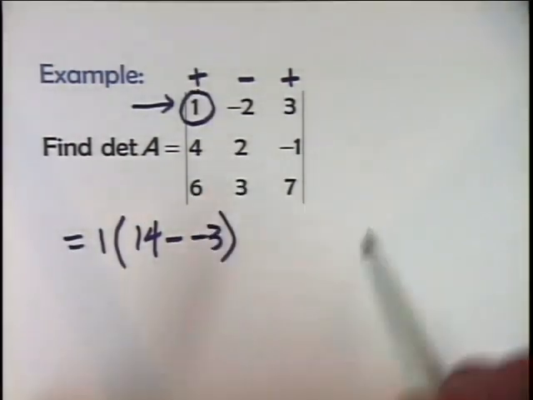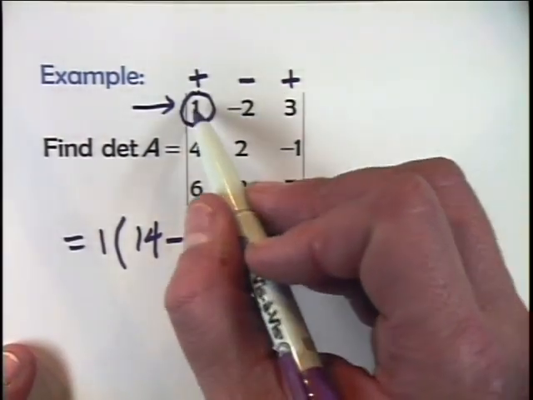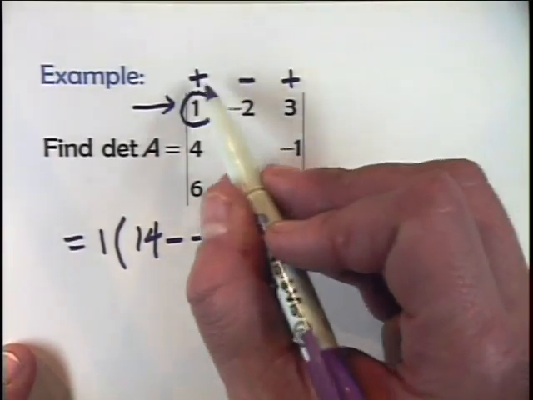So we're done with the first row, first column. Now we're going to go to the first row, second column, and there's a minus. We have to alternate signs.